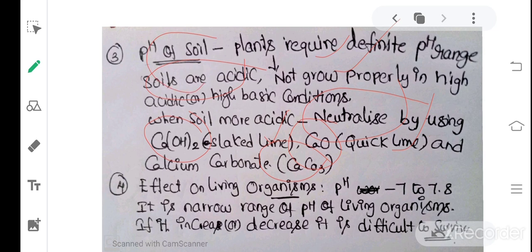And next one, the effect on living organisms. How does the pH value affect living organisms? Living organisms can survive comfortably only in a narrow pH range. When the pH value is 7 to 7.8, they can survive easily. When it increases or decreases, it is very difficult for living organisms to survive.